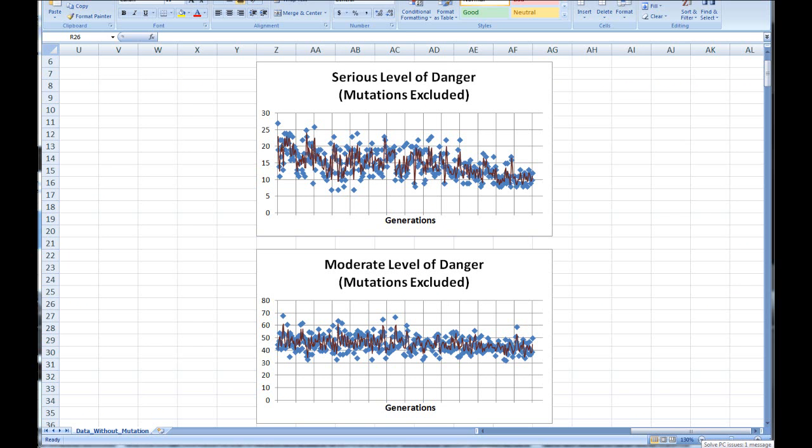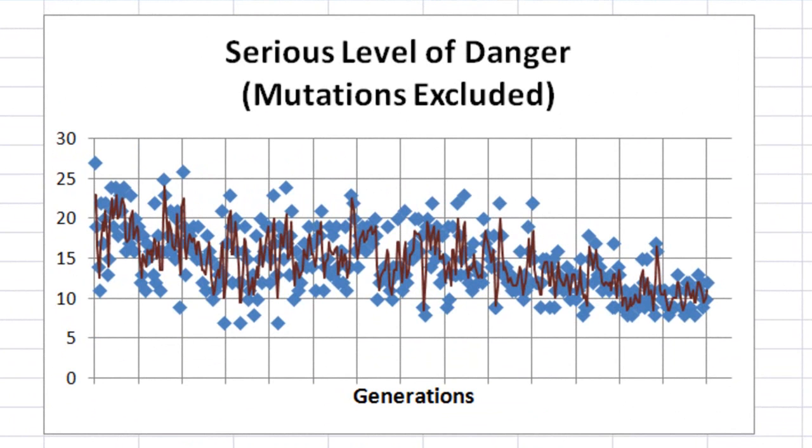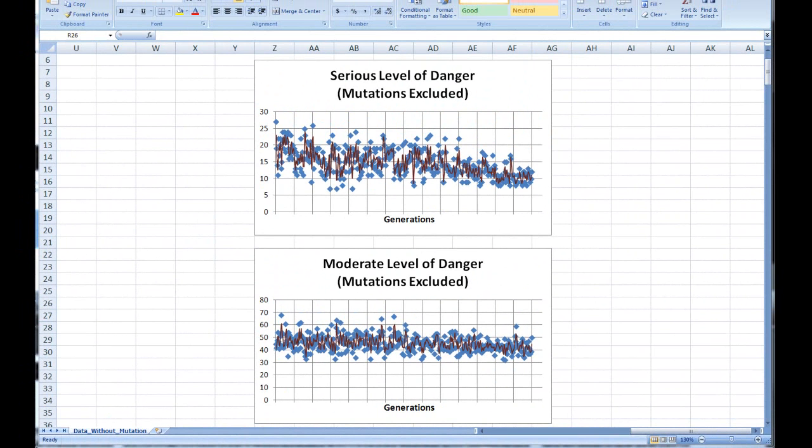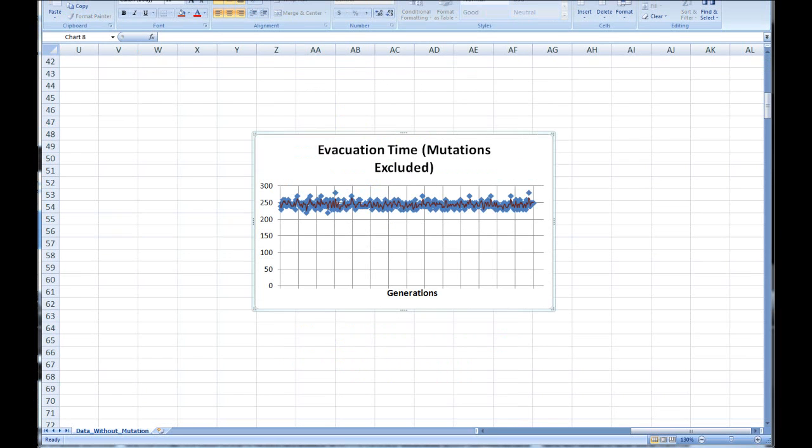The serious level of injury shows a noisy pattern of decreasing. The moderate level of injury neither decreases nor increases, and there is not a significant change in the noise level. No wonder moderate injuries change less compared to the serious injuries, since in the fitness function we considered serious injuries 5 times more important.